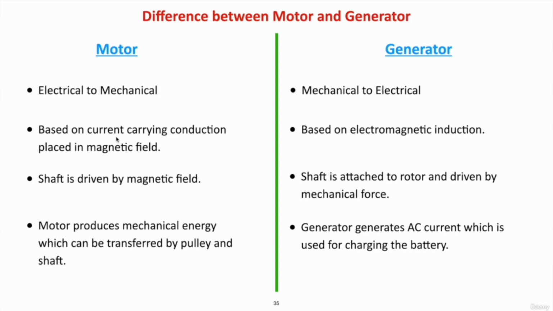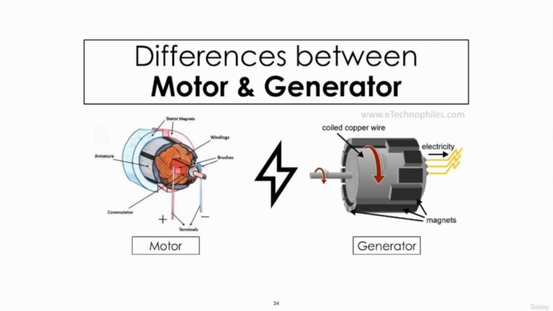The working of a motor is based on a current carrying conductor placed in a magnetic field, whereas a generator is based on electromagnetic induction. The motor shaft is driven by the magnetic field, whereas in a generator the shaft is attached to the rotor and driven by mechanical force. As you can see here, the electricity passes through the coils and generates a magnetic field through which the rotor rotates. Here the shaft is connected to this coil of copper wire, which rotates and produces electricity.